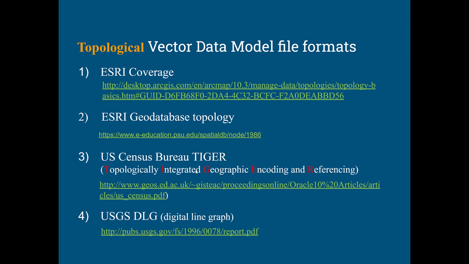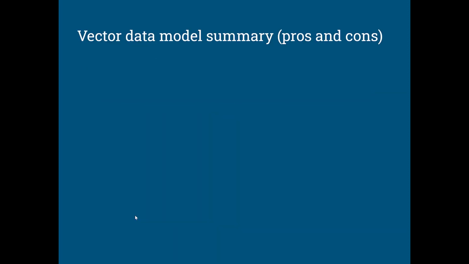The U.S. Census Bureau's TIGER, which stands for Topologically Integrated Geographic Encoding and Referencing, also has topological relationships defined. Another one is the USGS digital line graph. They also have topological data defined. So check it out if you're interested.